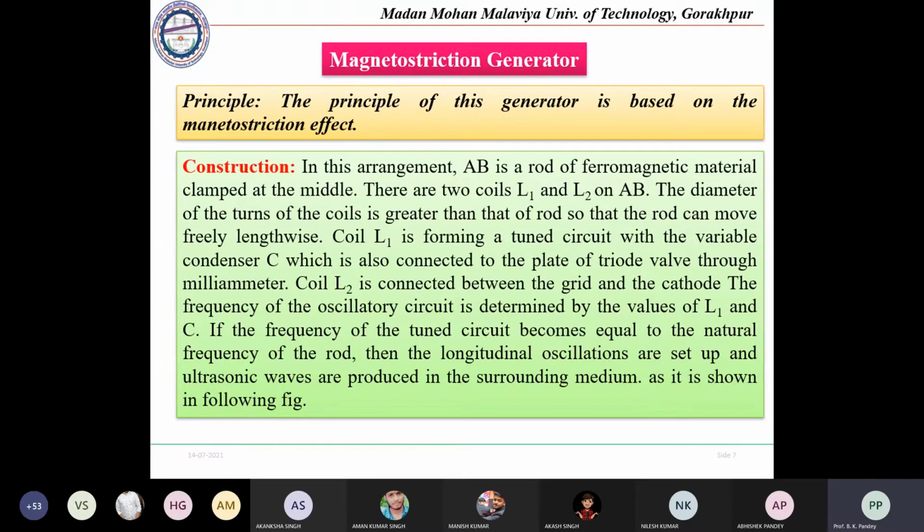Next method is the magnetostriction generator. In this, what happens is very interesting, and it is a very good method to produce ultrasonic waves. The principle of this generator is based on the magnetostriction effect. In this arrangement, AB is a rod of ferromagnetic material. When you see the picture or the circuit diagram, there is a rod AB, and this rod is of ferromagnetic material, clamped at the middle.